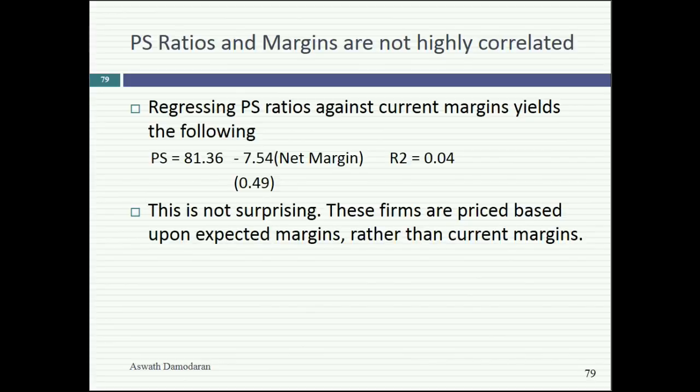And here's a scary output. As my net margin gets more negative, what happens to my price to sales ratio? It actually gets higher. So if you were writing a book on irrational exuberance, this could be exhibit 1. Look how crazy people are. The more money you lose, the higher your price to sales ratio becomes.